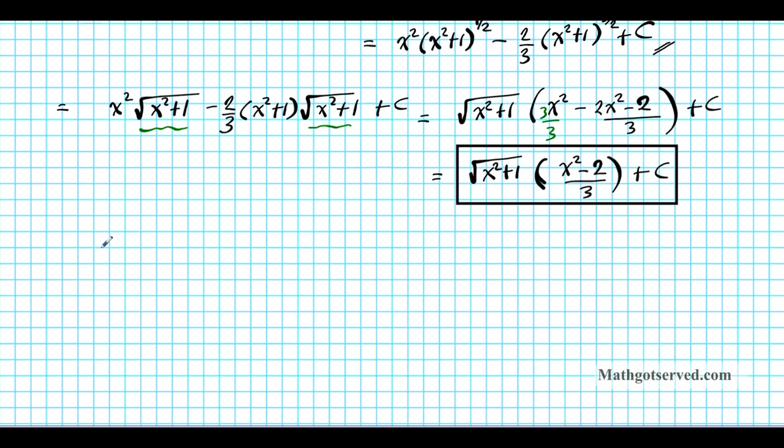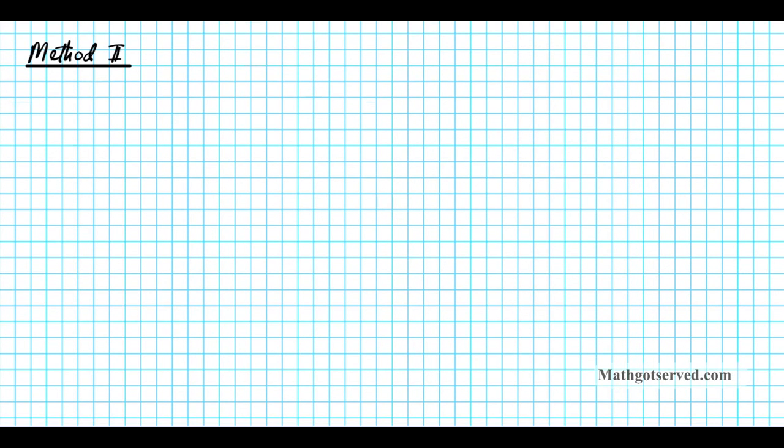So method two, we're going to find the integral of the same expression, okay? All right, so we're integrating the same expression. So we're going to find the integral of x to the third divided by the square root of x squared plus 1 dx. Okay, now let's make some substitutions here.